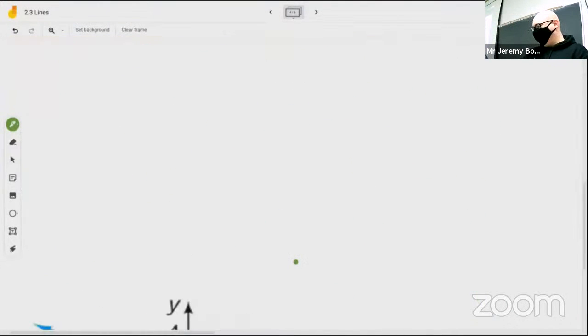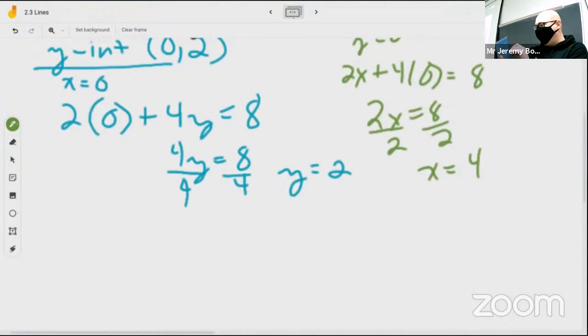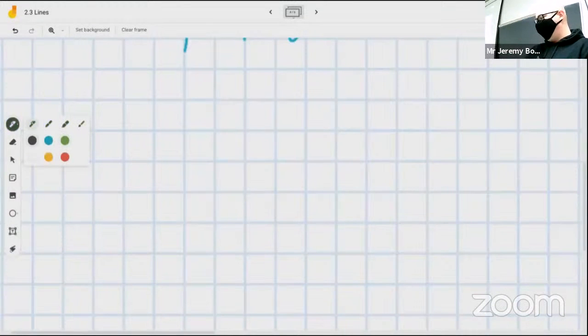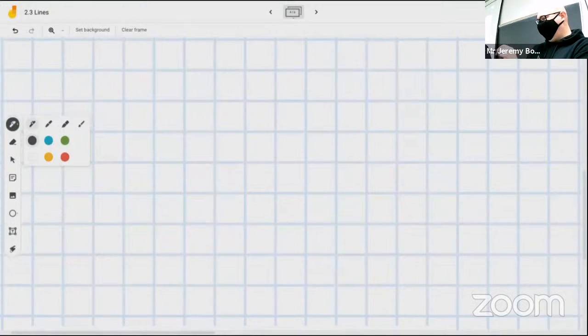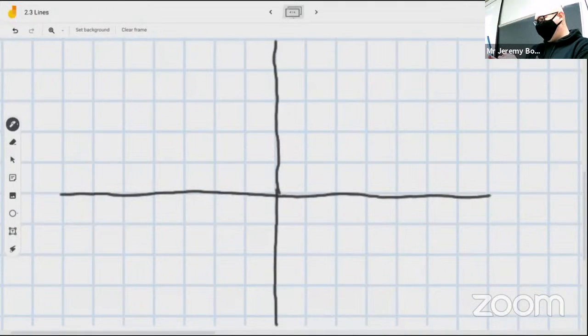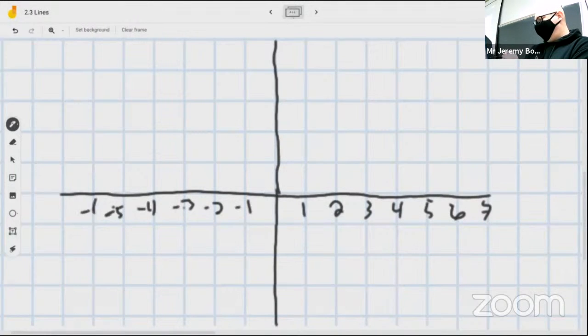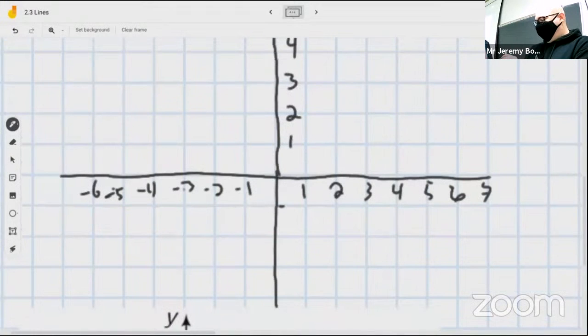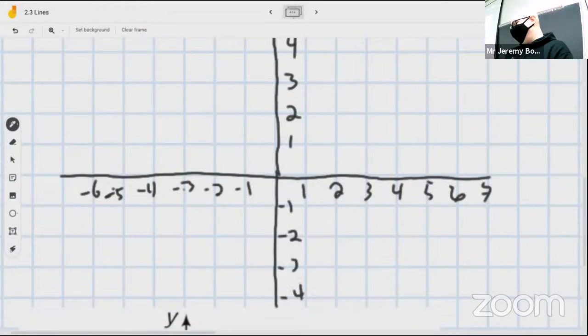So, do I have a graph? Nope. So let's make a graph then. How does that feel? That's not too bad. I need to go 2 and 4, so 4 at least. And let's see where that gets us. So we got 1, 2, 3, 4, 6, 7. We got negative 1, 3, 5. And we got 1, 2, 4. And we got negative 1 right here. 2. Okay, so that's our graph.